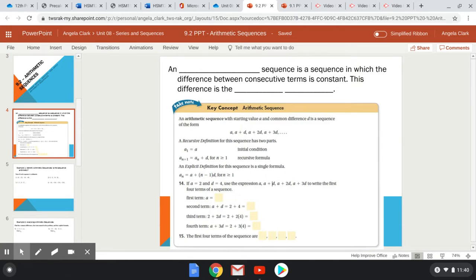So an arithmetic sequence is a sequence in which the difference between two consecutive terms is constant. This is called the common difference. So arithmetic and common difference.